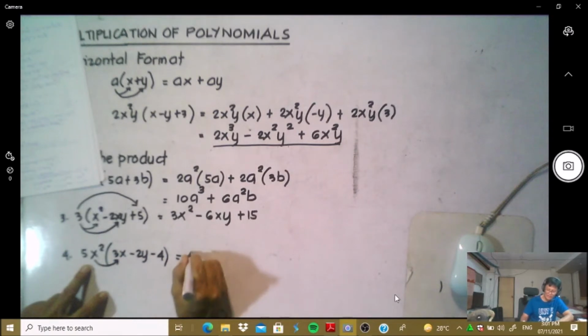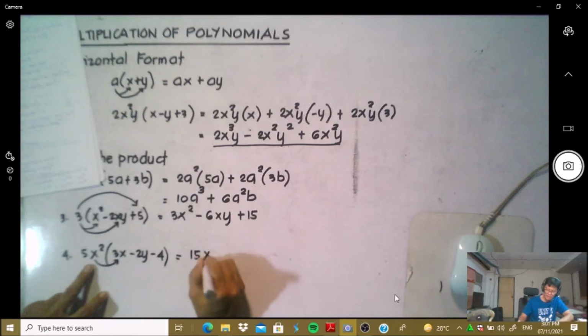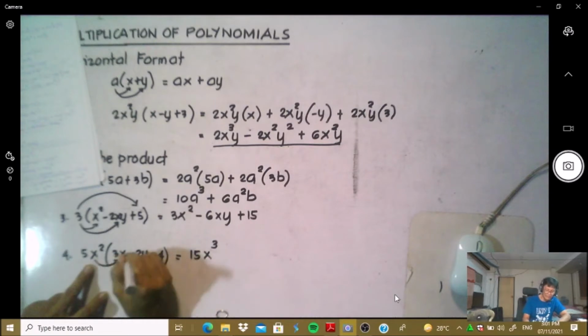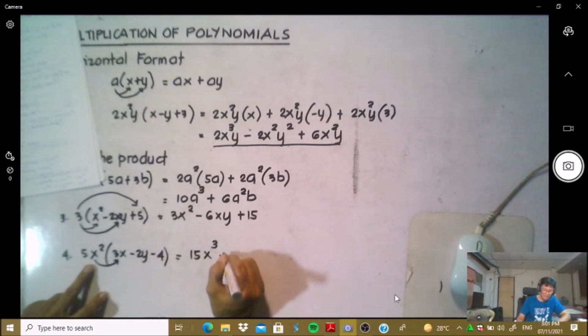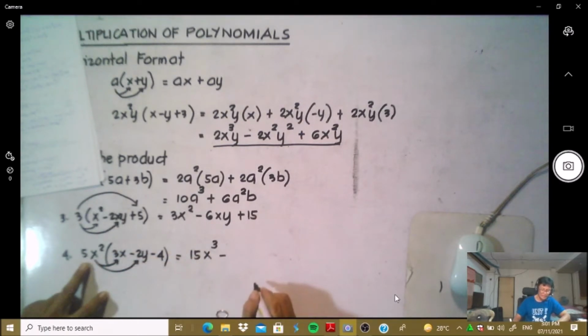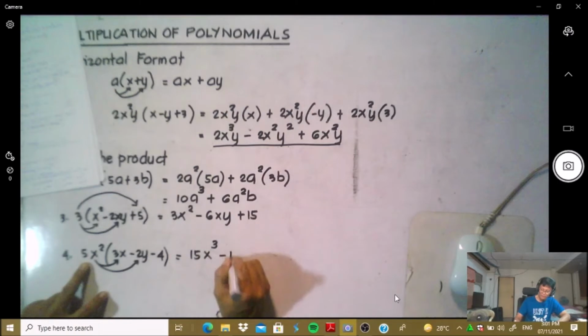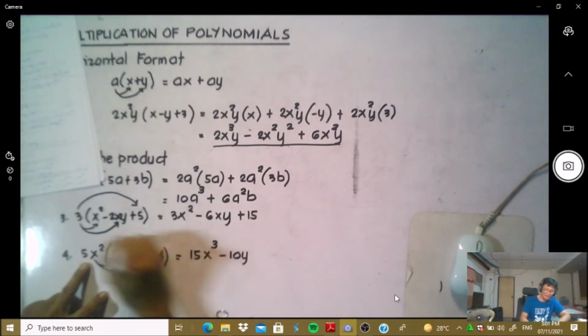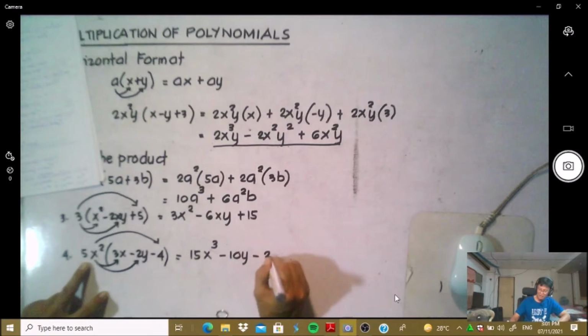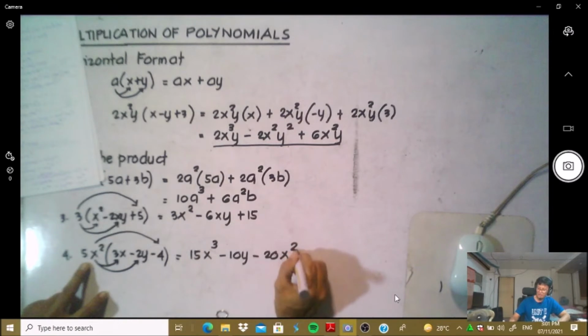So we have 15. 5 times 3 is 15. Then we have x squared and x. This becomes x cubed. Okay, so then we have negative here. So 5 times 2y, or 5 times negative 2y. We have negative 10y. Then last, we have 5 squared multiplied by negative 4. That is negative 20x squared. Okay, that will be our answer.